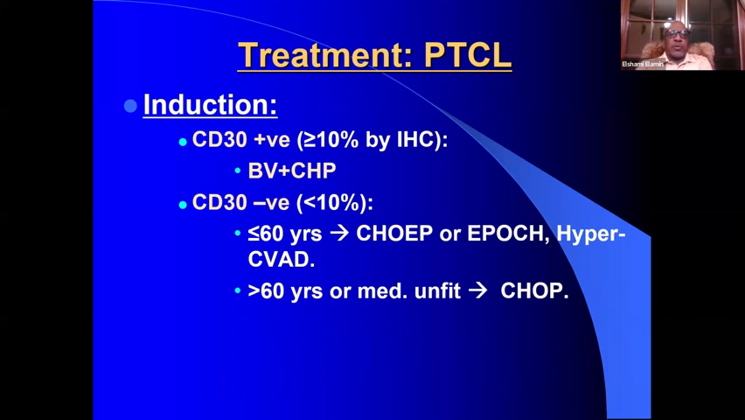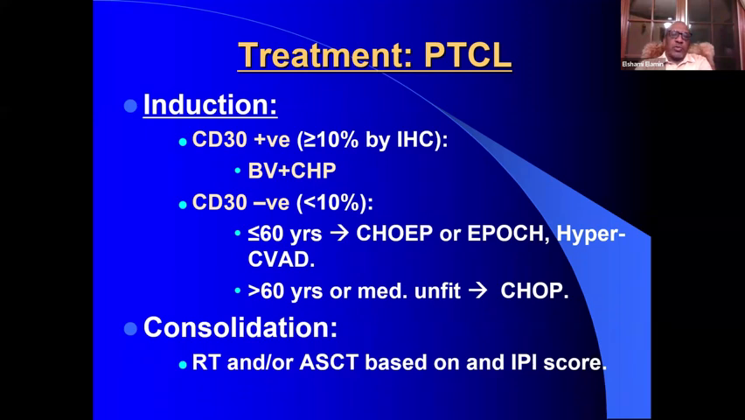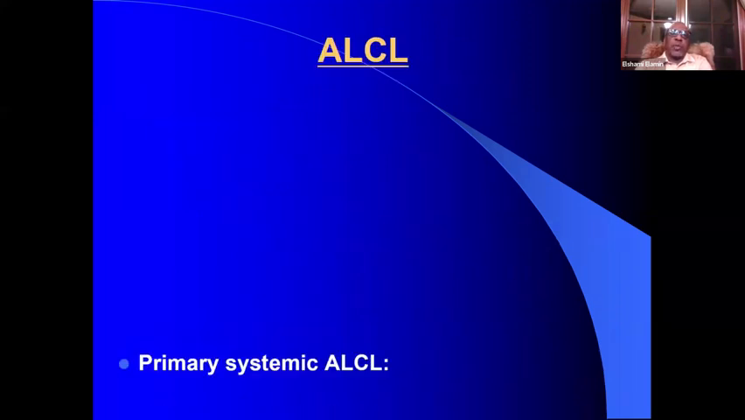If CD30 negative, meaning less than 10% of the cells positive by IHC, we call it CD30 negative. It depends on the age. If they're less than 60 years old, we treat them with this chemotherapy, which is CHOP plus etoposide, or EPOCH, or hyper-CVAD. If they're elderly, more than 60 years old, or medically unfit, we treat them with CHOP. Consolidation, you need to consolidate with radiation or stem cell transplant.